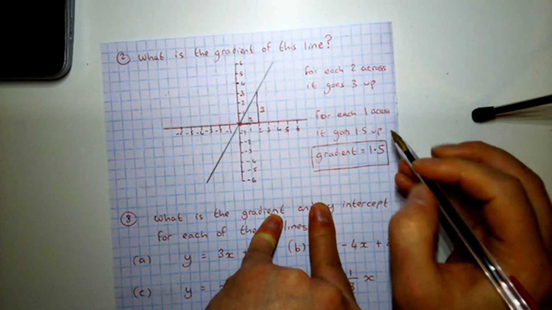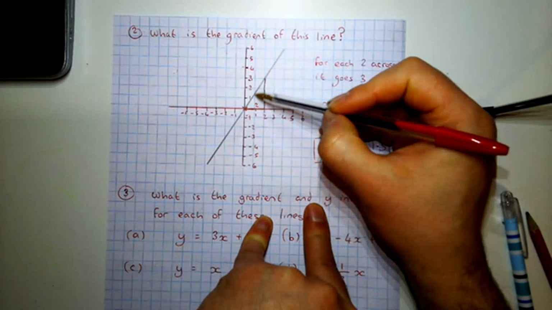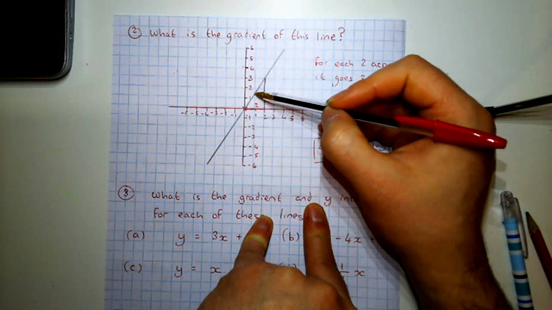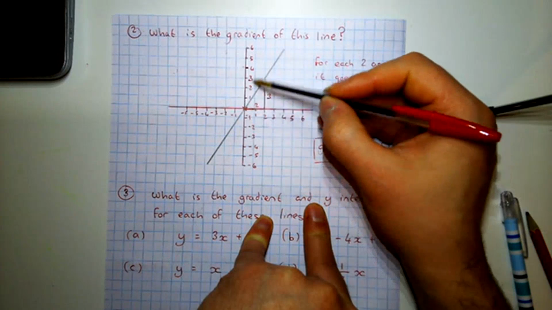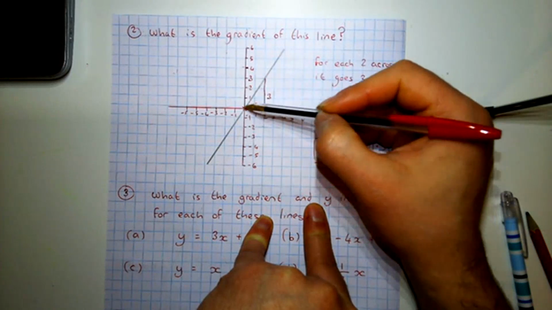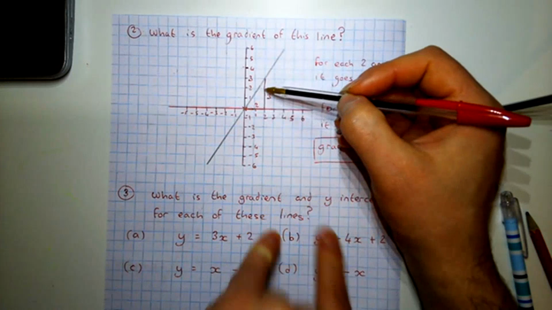So that's a tricky one because it wasn't a whole number. A lot of the times you can just go 1 across and it's a nice easy whole number up, and you could just say, okay, 1 across 2 up, or 1 across 3 up. But in this case it was 1 and a bit, so I carried it on a bit to figure it out.